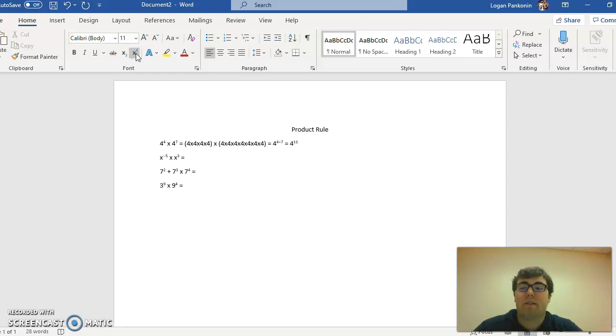And you guys can check this too. I don't have the calculation off the top of my head, but if we have 4 to the 4th times 4 to the 7th, that's really just 4 to the 11th power. We can drop all these parentheses and we'd have 4 times 4 times 4 times 4, 11 times, which is the same as 4 to the 11th, which is 4 multiplied by itself 11 times.